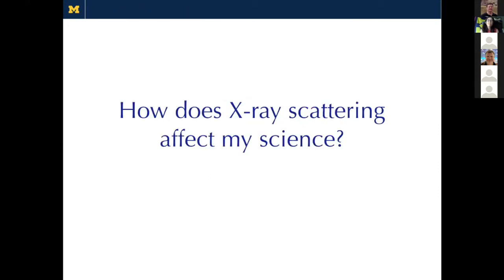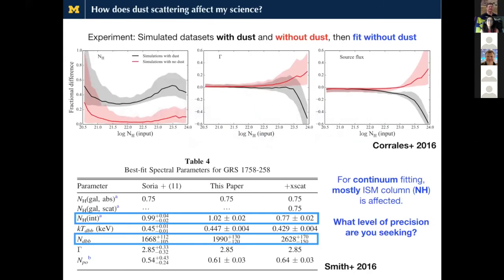So how is this X-ray scattering effect going to affect your science? In my 2016 paper, I just did a quick test where I simulated data sets with dust and without dust from a variety of ISM obscuring fractions. And then I fit both of those with models without dust. So you can think of the red curves in the upper plot as sort of a control group because it's trying to quantify the statistical and Poisson uncertainty. I used a variety of fluxes and things like that.